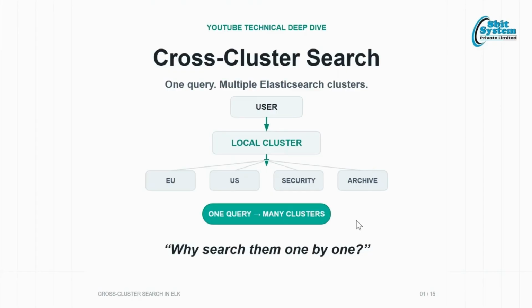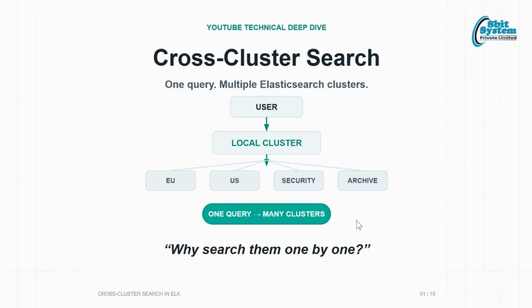Today we are talking about cross-cluster search, CCS. Imagine your Elasticsearch data spread across production, security, regional and archive clusters. Do you really want to search each one manually? CCS lets us ask one question across many clusters.